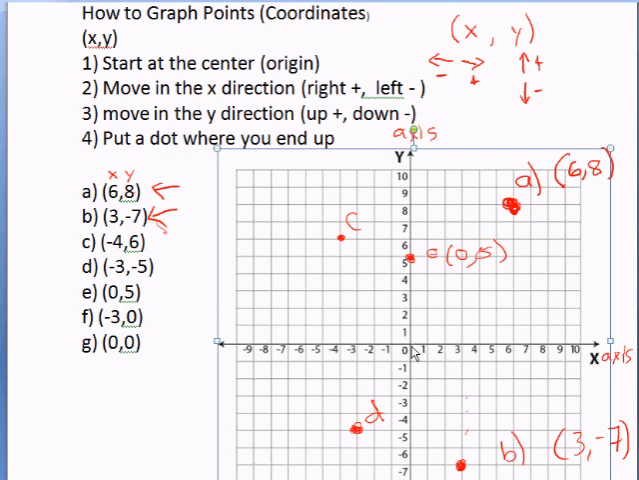F, negative 3, 0. First we're going to go to x direction. Negative 3 is left. Then y direction, up or down, 0. We don't move since it's 0. We put our dot, and that's where F is.